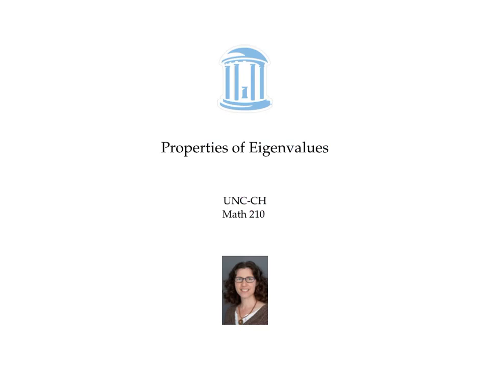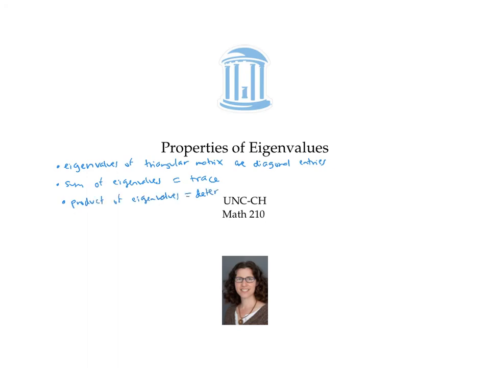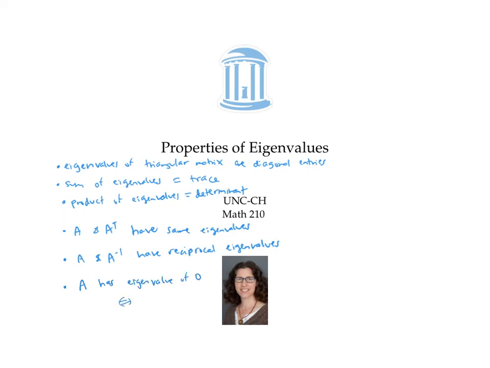In this video, we covered a lot of properties of eigenvalues. We saw that the eigenvalues of a triangular matrix are just the diagonal entries. We saw that the sum of the eigenvalues is equal to the trace of the matrix, and the product of the eigenvalues is the determinant of the matrix. We saw that A and A transpose have the same eigenvalues, and that A and A inverse have reciprocal eigenvalues. Finally, we saw that a matrix A has an eigenvalue of 0 if and only if it is not invertible. Or equivalently, A is invertible if and only if it does not have an eigenvalue of 0.